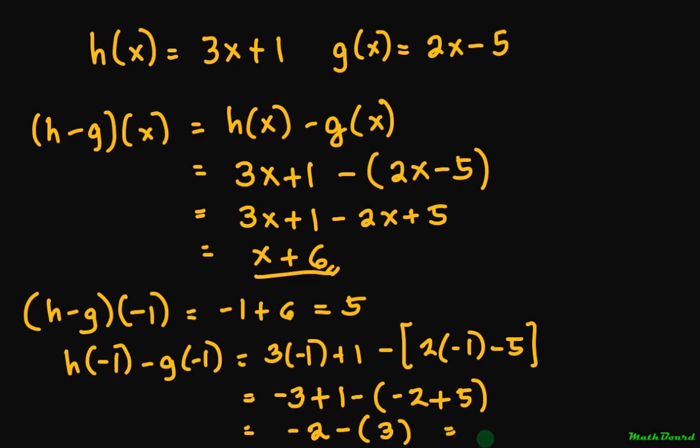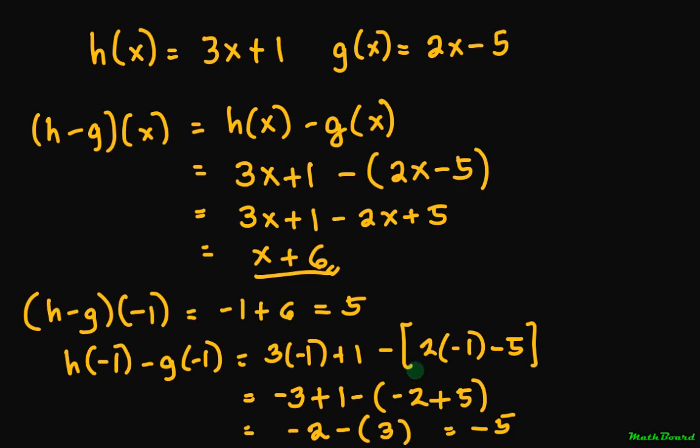So the answer is negative 5. Okay, negative 5. So we have a mistake here. So x minus 2x is x. 1 plus 5, 6. So negative 1 plus 6, that's 5. 3 times negative 1, that's negative 3 plus 1, minus quantity 2 times negative 1 minus 5.